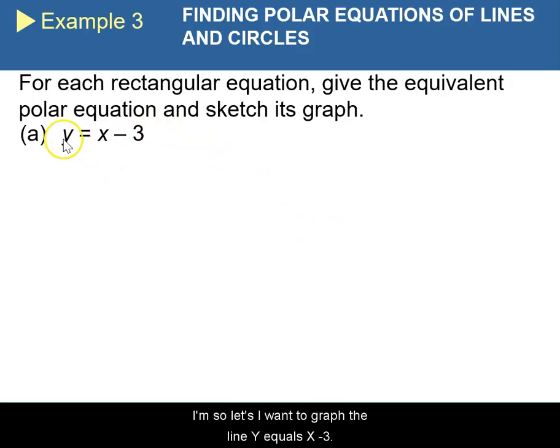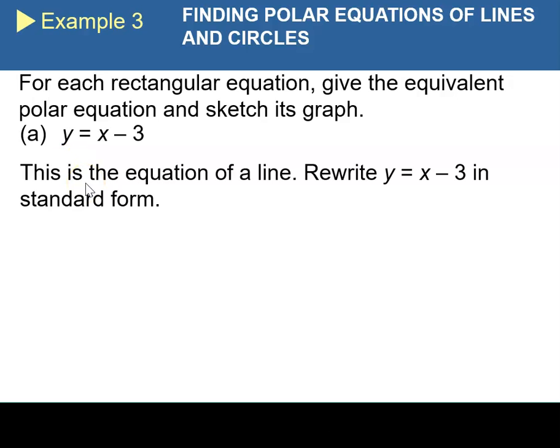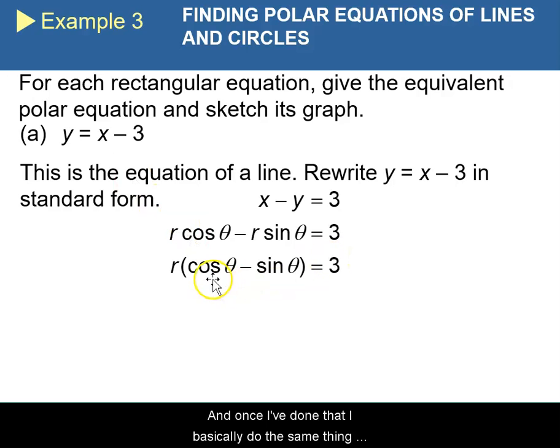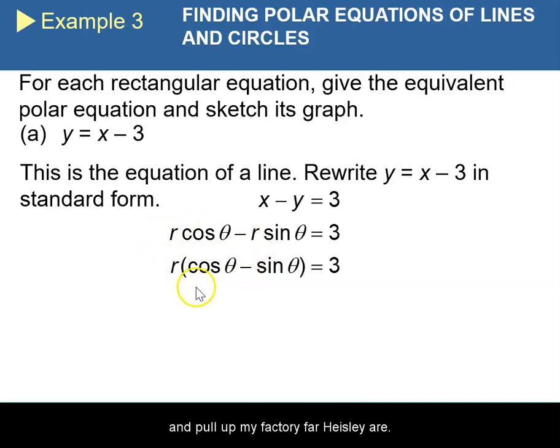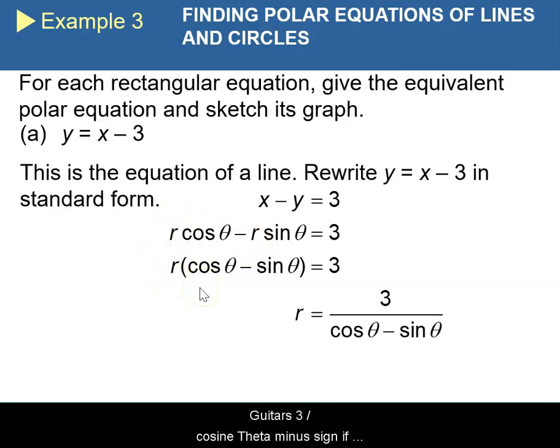So let's say I want to graph the line y equals x minus 3. I need to make my substitutions for y and for x, right? r sine theta, r cosine theta. And once I've done that, I basically do the same thing and pull out my factor of r, isolate r, and get r is 3 divided by cosine theta minus sine theta.